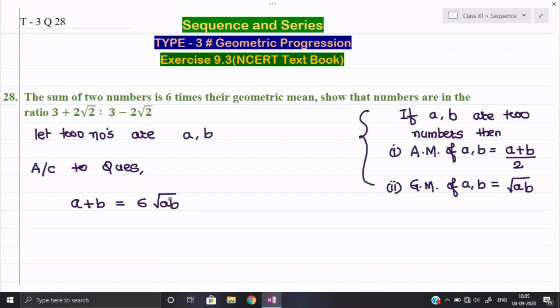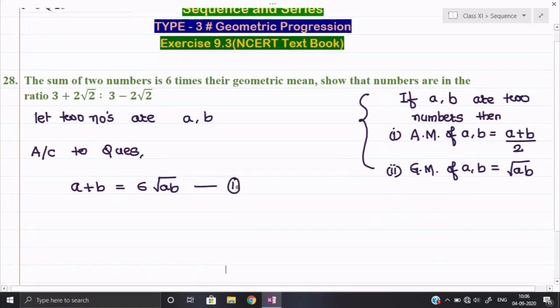Now what they are asking here: show that the numbers are in the ratio (3 plus 2 root 2) upon (3 minus 2 root 2). That means when you divide the first number by the second number, a by b, you will get this answer. So first of all, we shall try to find the values of a and b. Let this be my equation number 1.